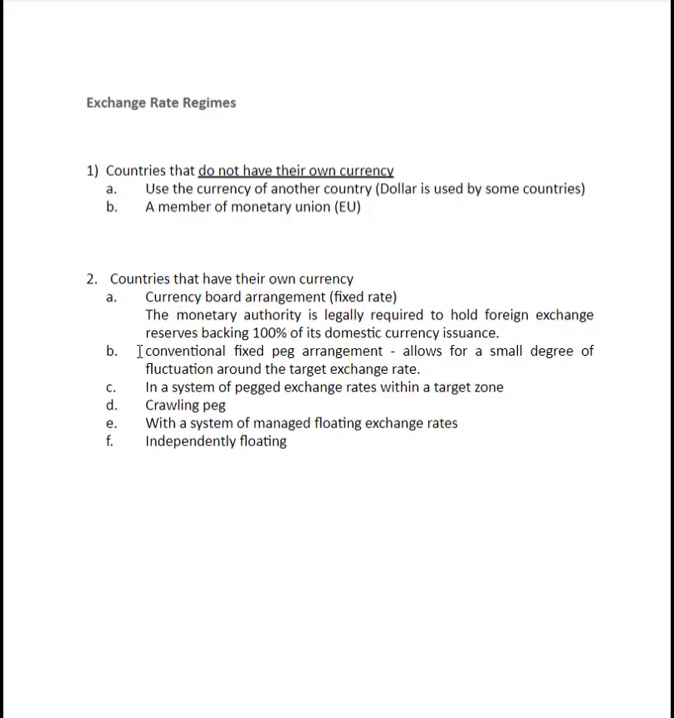In the conventional fixed peg arrangement, instead of having a fixed rate, they allow some fluctuation around the fixed rate so that they can have more control over their monetary policy. In the third regime, the fluctuation is greater, as the band of exchange rate going up and down around the fixed rate increases. This system is called a pegged exchange rate within a target zone.